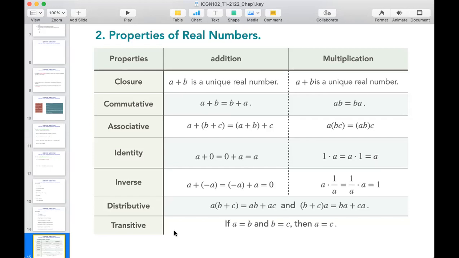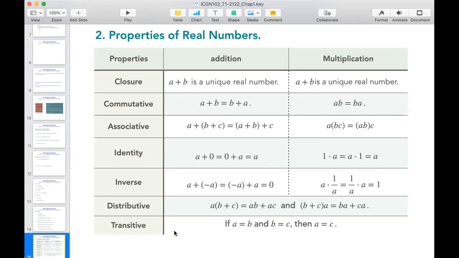And lastly, transitive. It means that A equals B, and B equals C. Then the transitive through B here makes A equal to C.